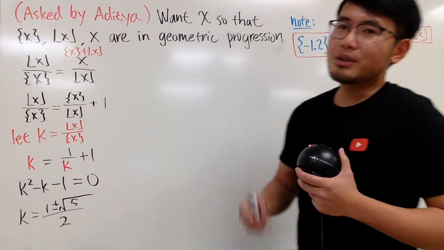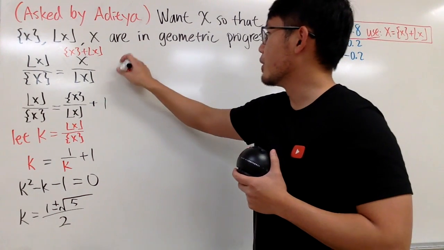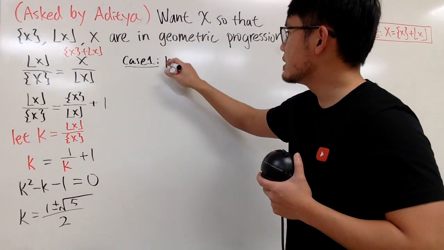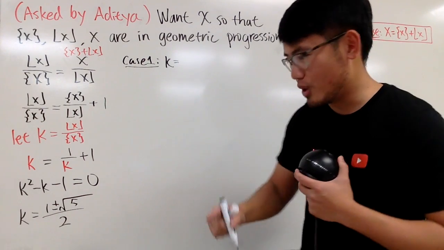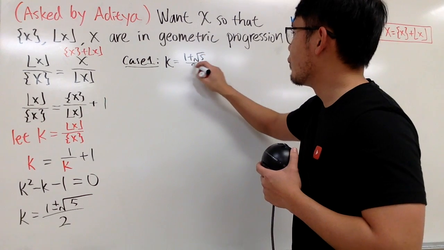All right, now we technically have two choices for the case. So we have to break down into cases. So here we go. Case 1. Suppose k is positive. And yes, this right here is the golden ratio. So I'll write it down as 1 plus square root of 5 over 2.